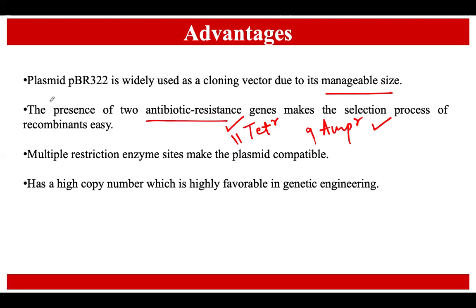But the most commonly known ones, which I mentioned in the previous slides, are the ones we mostly use. So whatever you use, you are going to correspondingly screen them for identifying the transformed cells. And there are multiple restriction enzyme sites which make the plasmid compatible with the majority of DNA. And it has a high copy number. This is the most important part. If the copy number is low, then there is no advantage of it. So just because it has a high copy number, this is very favorable in genetic engineering.